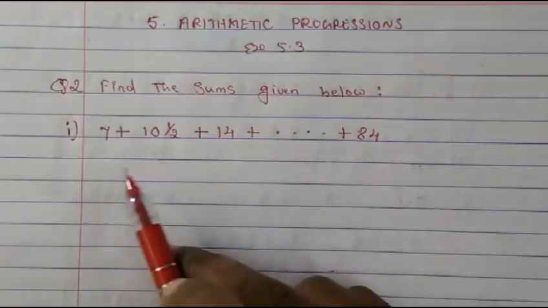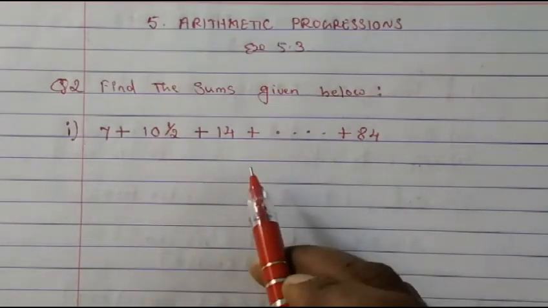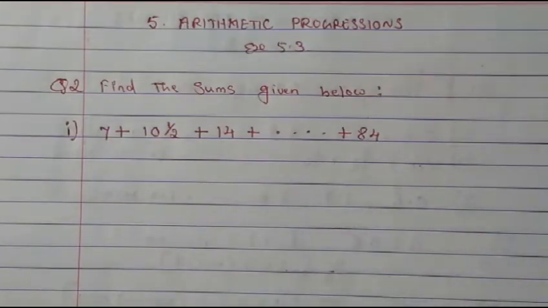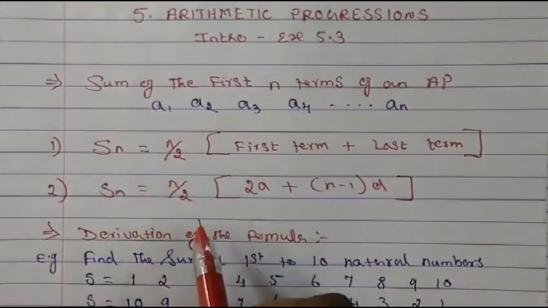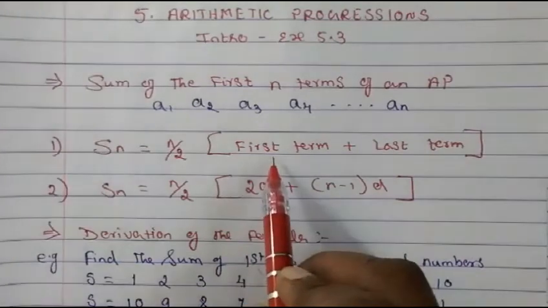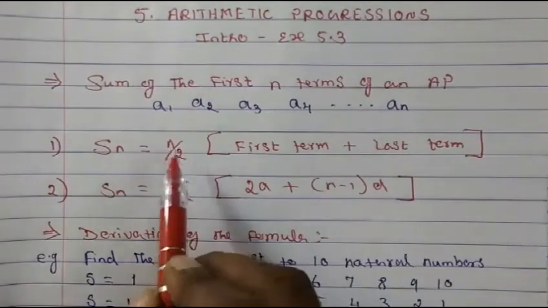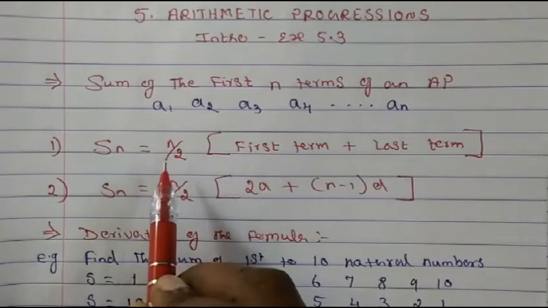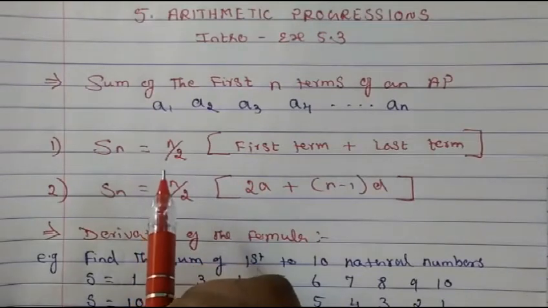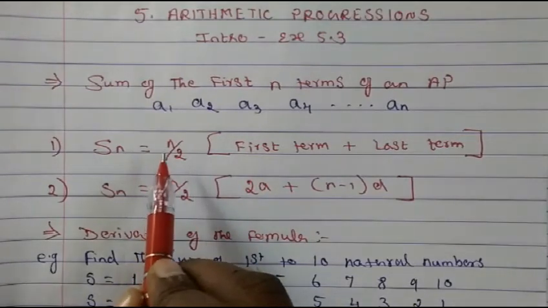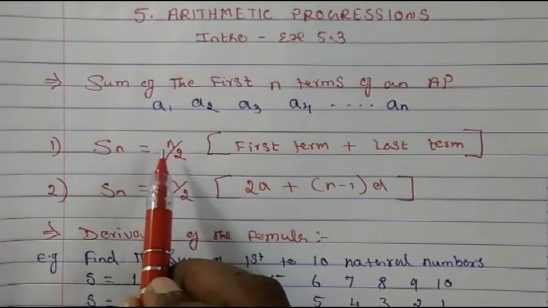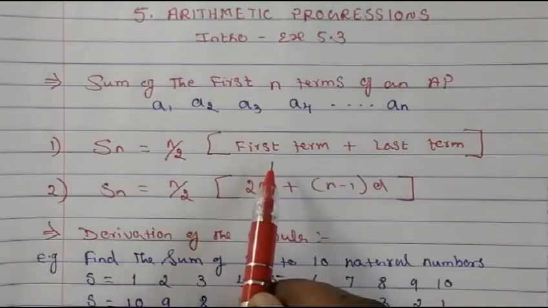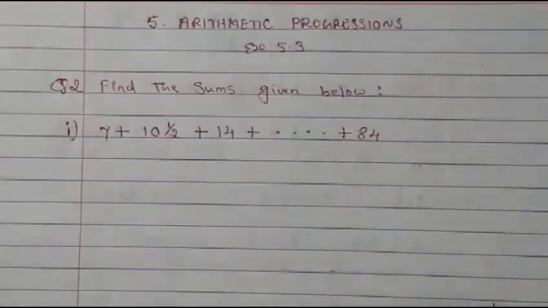When we know the first term and last term but we don't know the n value, then we cannot use the formula that we have studied for this exercise. You see here, these are the two formulas we have studied. So what we have to do, in exercise 5.2 we have studied how to find the n value. We'll use that formula and get the n value. Once you get the n value, then you can use this formula and find the sums.